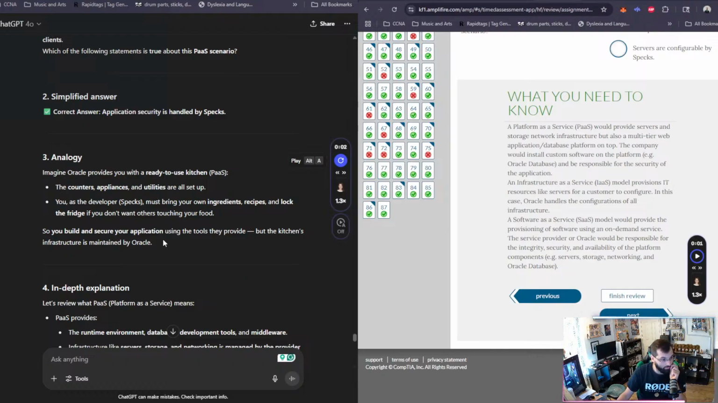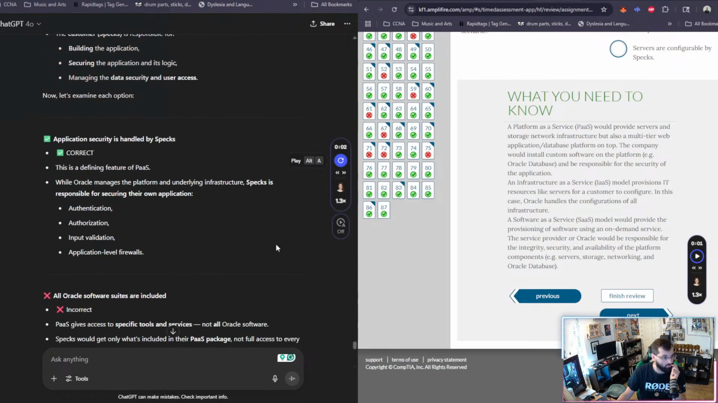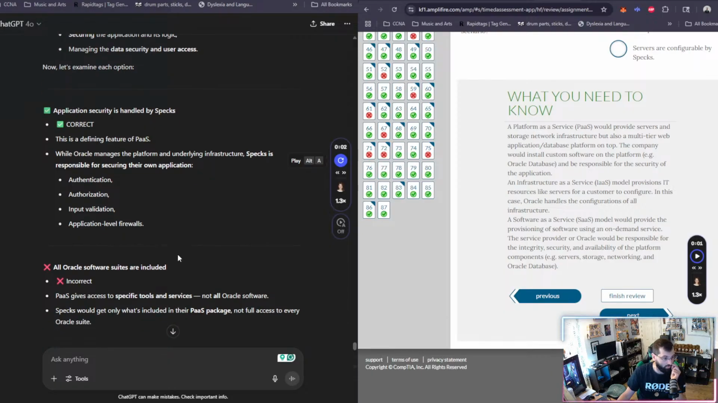You build and secure applications using the tools they provide, but the kitchen infrastructure is maintained by Oracle. While Oracle manages the platform and underneath infrastructure, Specs is responsible for securing their own applications, authentication, authorization, input validations, and application level firewalls.